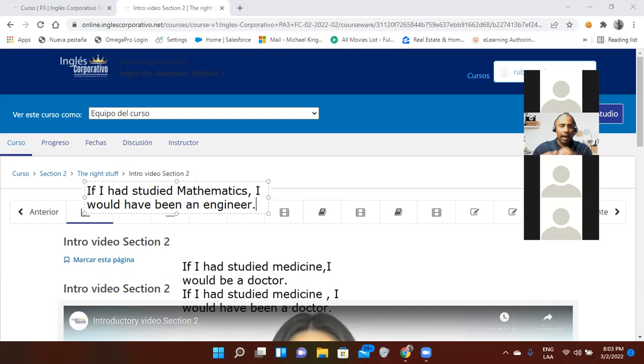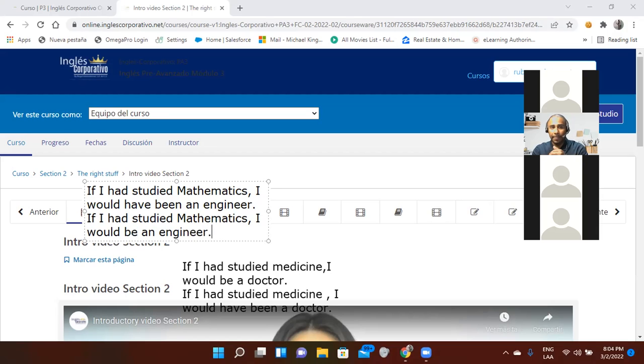Okay. So in this one, if I had studied mathematics, past regret, I would have been an engineer, past result. And if I want to do present result, I can say, if I had studied mathematics, I would be an engineer. So in this context, I have past regret, present result. In the first one, if I had studied mathematics, past regret, I would have been an engineer, past result. Do you see the difference? Yes, I see. Thank you, teacher.